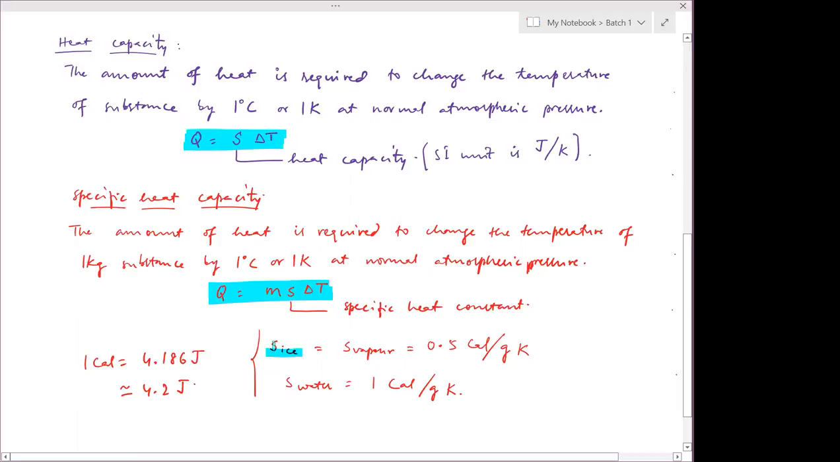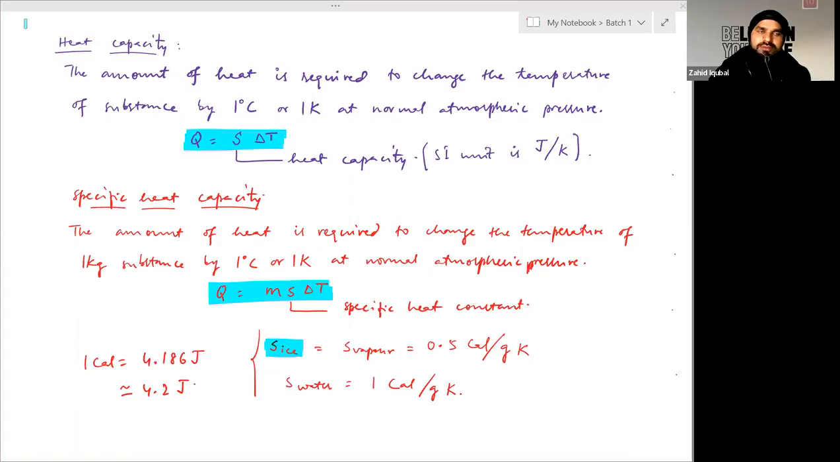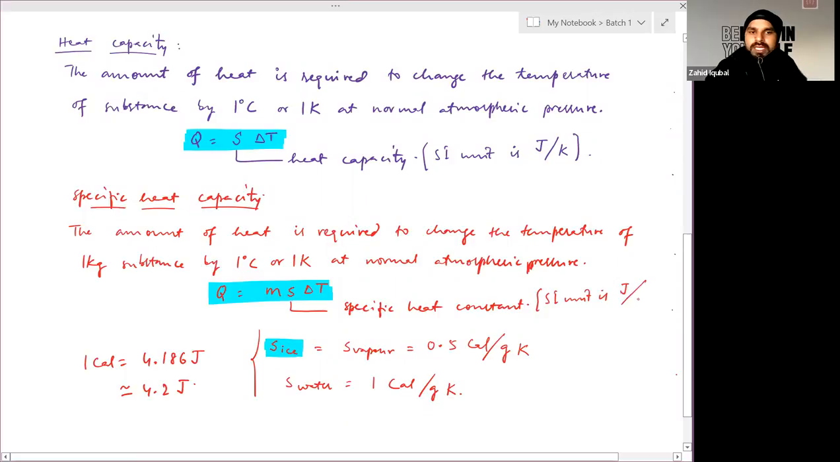Sir, the unit for specific heat capacity is same, right? You may define according to this formula. S will be equal to Q by m delta T. So unit will be joule per kg per Kelvin.